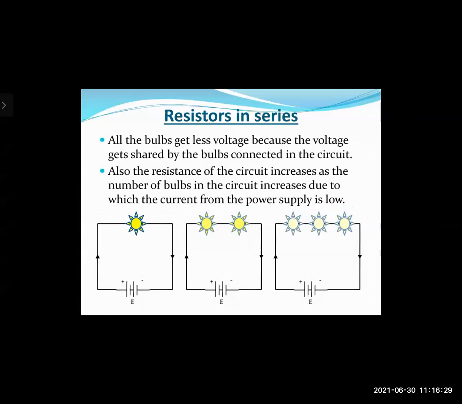Okay, what does it see? As all the bulbs get less voltage because the voltage gets shared by the bulbs connected in series, right? So when you connect them in series, the voltage gets shared and there is a voltage drop. So each bulb will get a smaller voltage. Also, the resistance of the circuit increases as the number of bulbs in the circuit increases, due to which current from the power supply is low.